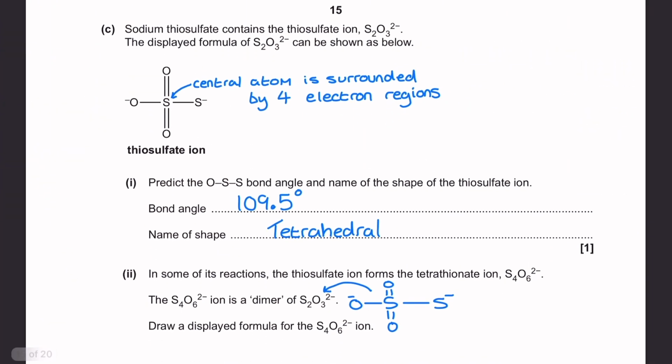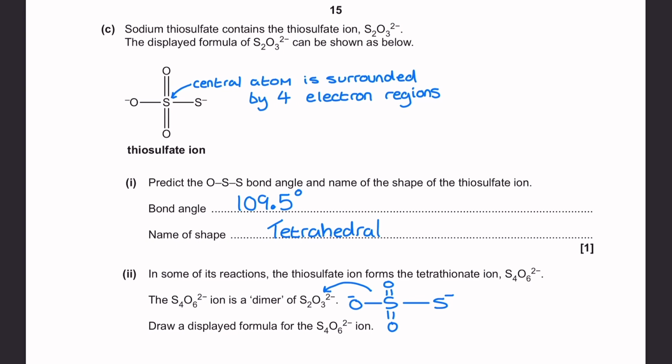Moving on to part C. Bit of a weird one here. It goes back to bonding and then to a weird diagram. Sodium thiosulfate contains the thiosulfate ion, S2O3 2-. The displayed formula of S2O3 2- can be shown below. Bit weird. Predict the bond angle.